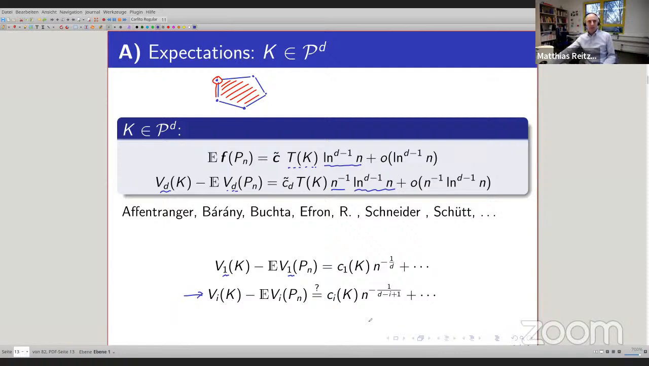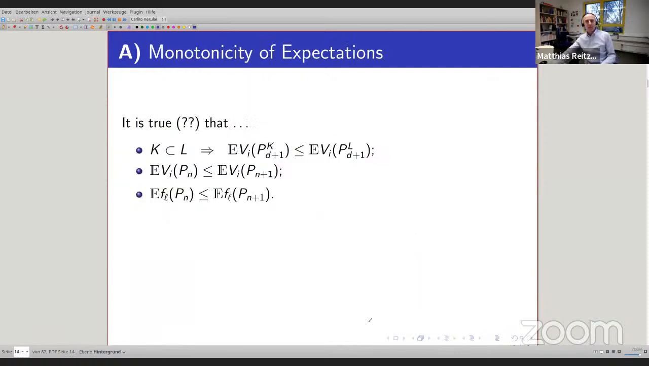Okay, this is what I wanted to say about the expectation, but now there are some properties of expectations which I find interesting. And these are monotonicity properties. Is it true that, and I've here made a list of 3 properties.